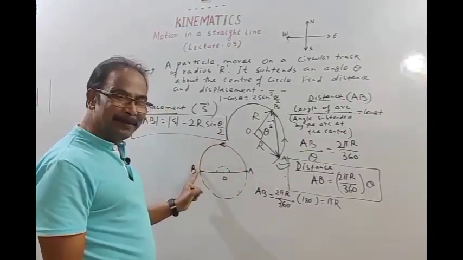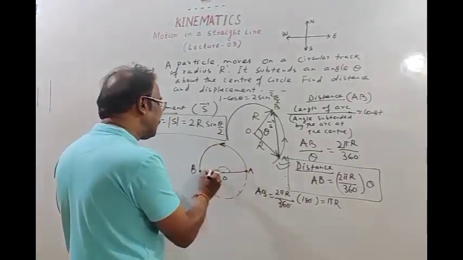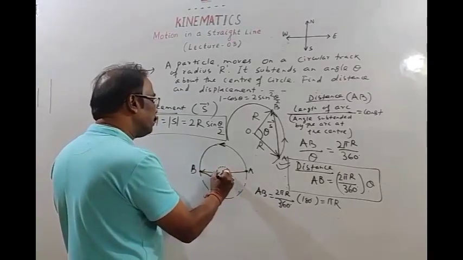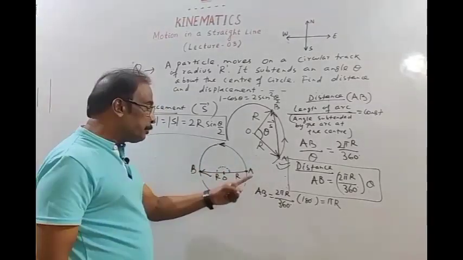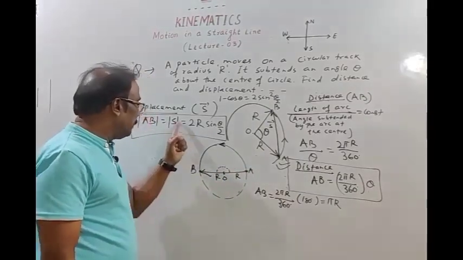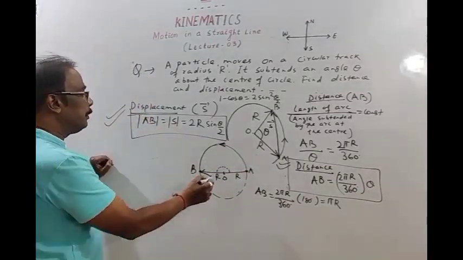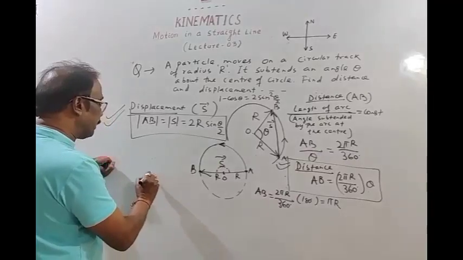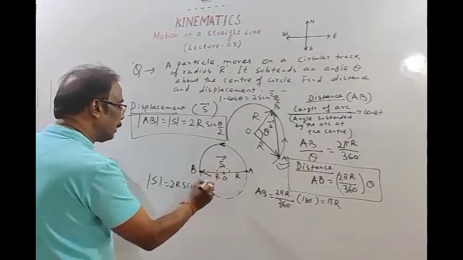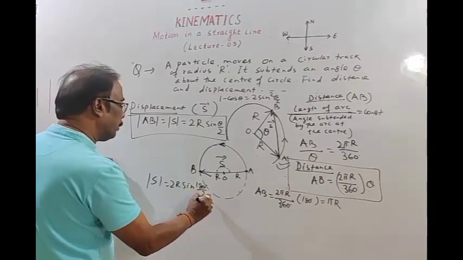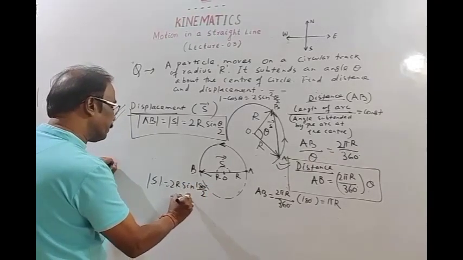As we know, the length of a semicircle is pi r. Then displacement. A is the initial point, B is the final point, this is radius r, this is radius r, then the magnitude of displacement is 2r. We may use this formula to get displacement. The magnitude of displacement S is 2r sine theta by 2. Here theta is 180 degrees divided by 2, sine 90 is 1, so the displacement is 2r.